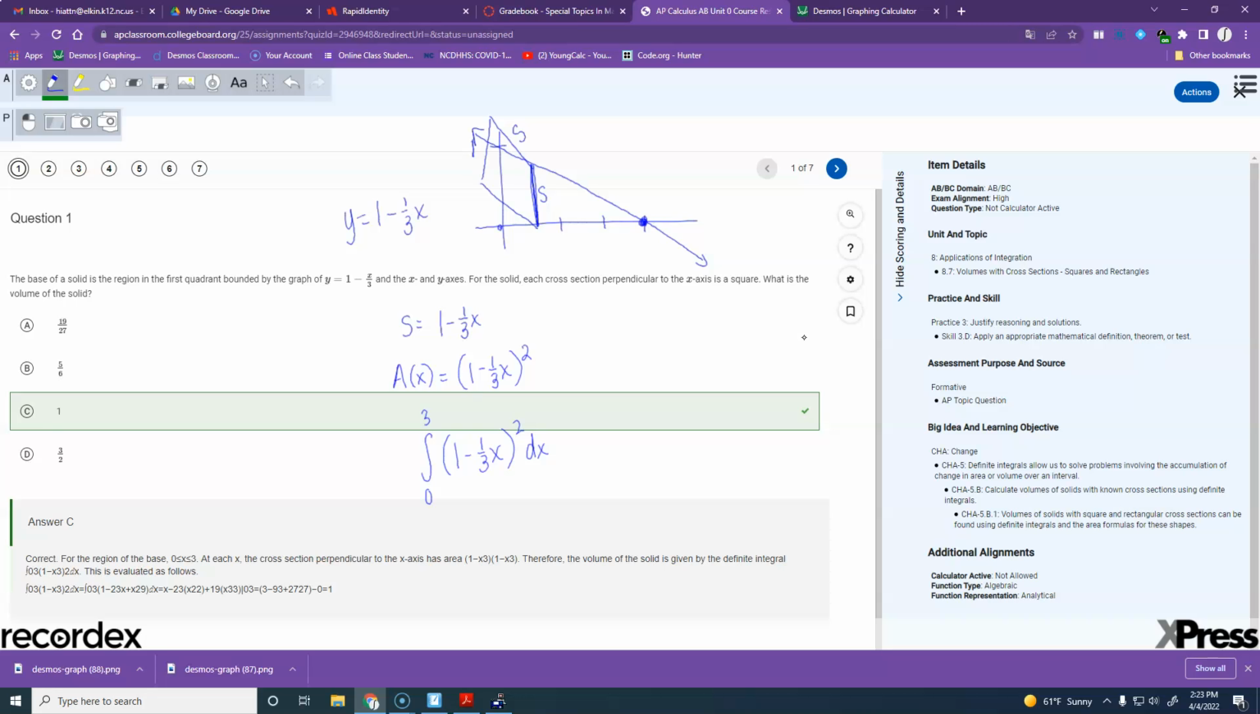Okay, so I'm not going to go through and solve that. You would need to square that out and get 1 minus 2/3 x plus 1/9 x squared, and integrate and plug in your numbers. It's not too bad, but I don't want to spend too much time on that part because the setup is what's really, really important here.